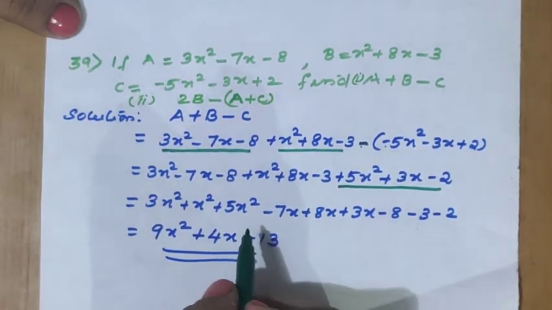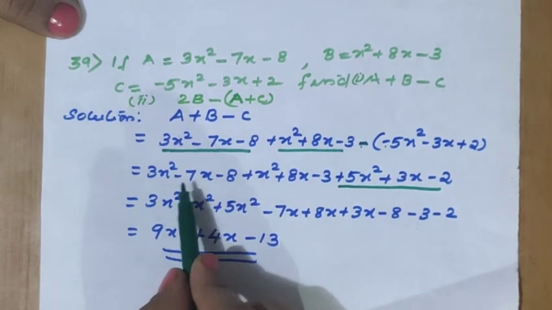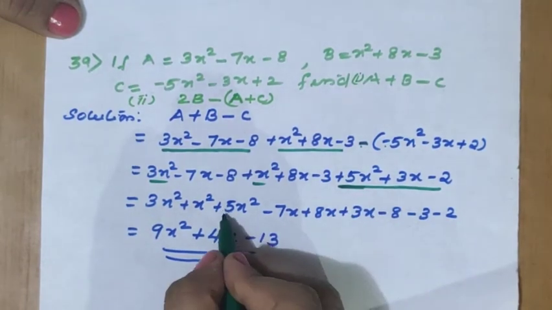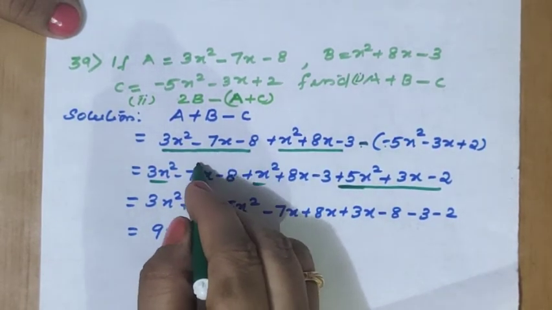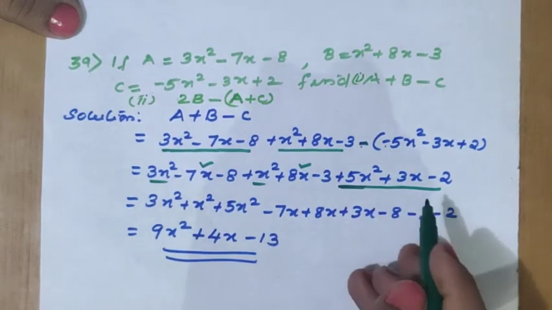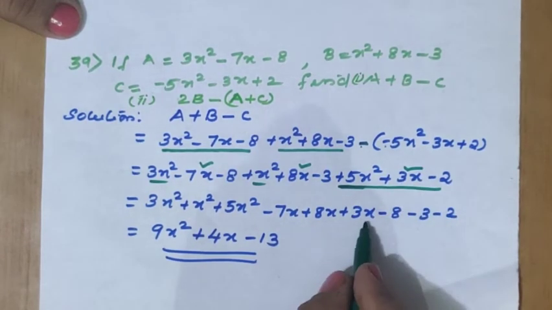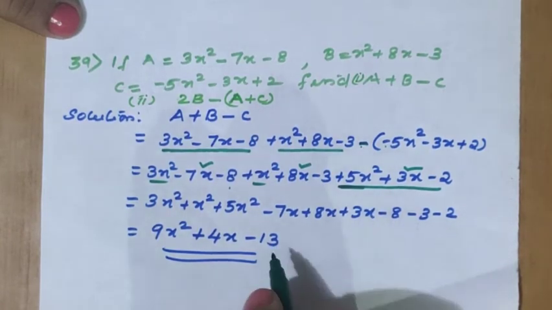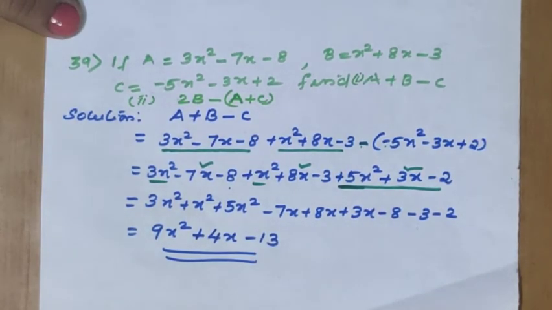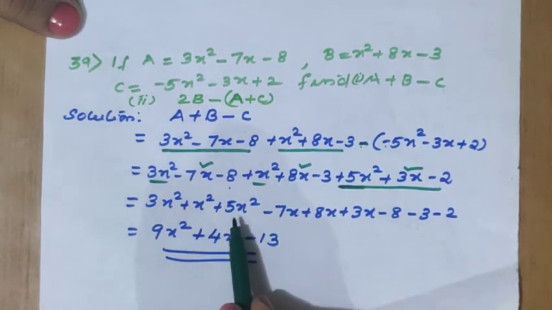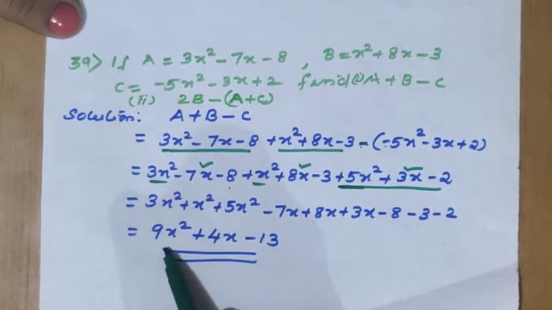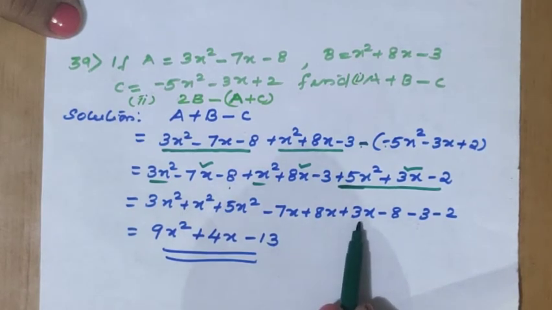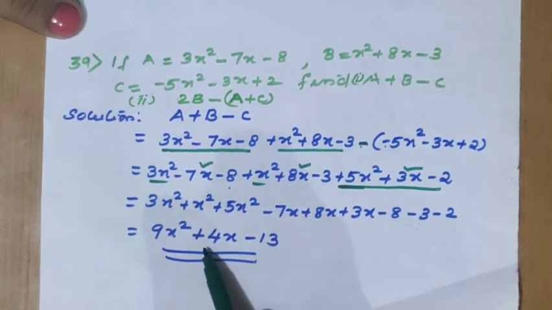Next step, rearranging the terms. We group 3x square, x square and 5x square together, then minus 7x, plus 8x, plus 3x. The remaining terms are minus 8, minus 3, minus 2. Adding the x square terms, 3x square plus x square plus 5x square gives 9x square. Then minus 7x plus 8x plus 3x: 8 plus 3 is 11x, minus 7x, so it is 4x.